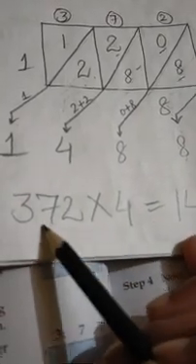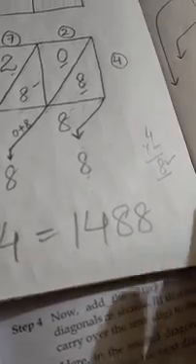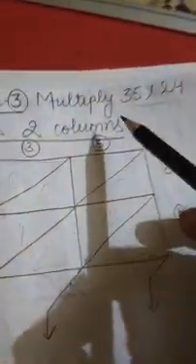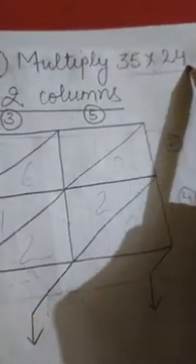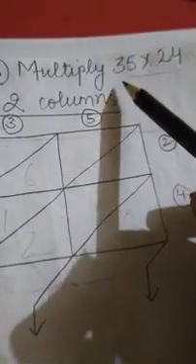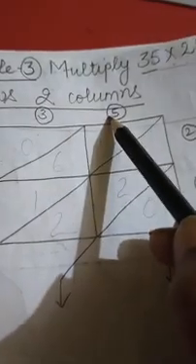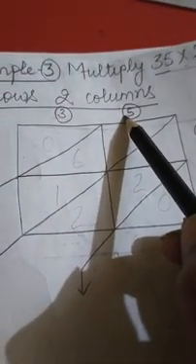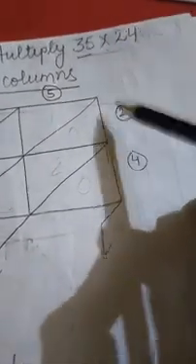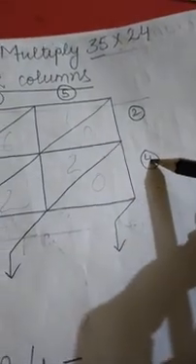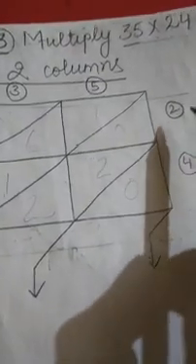1488. So when we multiply 372 by 4, we get 1488. Now see one more example. Multiply 35 by 24. Here we will draw 2 columns and 2 rows. We will write the multiplicand on the top of the boxes and 24, that is the multiplier, on the right hand side of the boxes. So now we will start our multiplication.